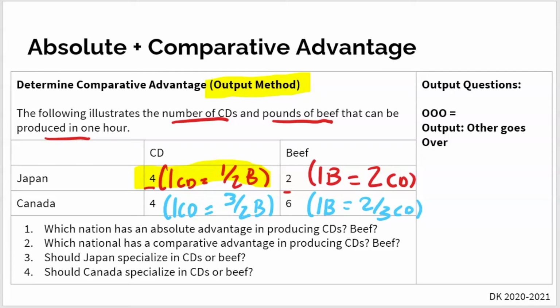Well, then who should specialize and produce beef? Well, for Japan, for every pound of beef, they're giving up the production of 2 CDs. For Canada, for every pound of beef, they're only giving up 2/3 of a CD. So because 2/3 is less than 2, Canada should not produce any CDs and only produce beef here. And then they're going to trade eventually.